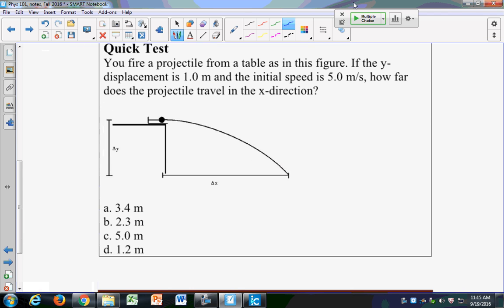Okay, this one is a little bit different too. You fire a projectile from a table as in this figure. If the y displacement is 1 meter, and the initial speed is 5 meters per second, how far does the projectile travel in the x direction? This is your lab. You have a lab just like this week, by the way. We're going to shoot little metal balls.